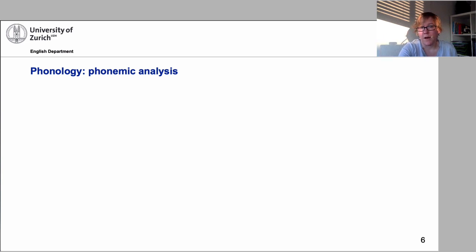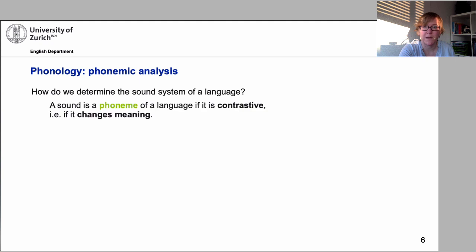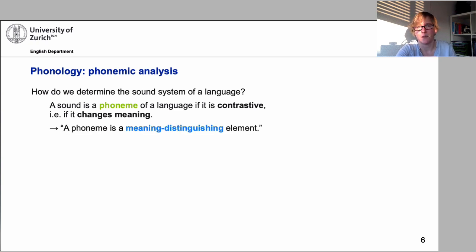Okay, so what is the main part of phonology? So the main part is phonemic analysis. You want to identify the phonemes. So the main question here is, how do we determine the sound system of a language, which sounds belong to a language and which don't? So first up, we have a definition. A sound is a phoneme of a language if it is contrastive. That means if it changes meaning, or in other words, a phoneme is a meaning distinguishing element.